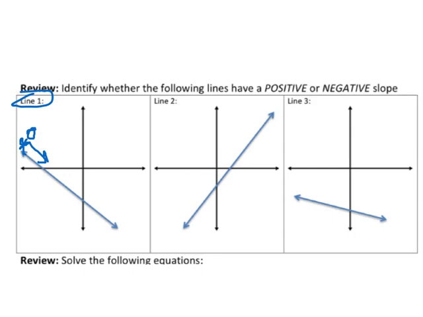Looking at line number 2, is the slope positive or negative? The slope for line number 2 is positive because you are increasing. And line number 3, slope for line number 3 will be negative because you are decreasing or going down the hill. Go ahead and finish up the rest of the problems independently.